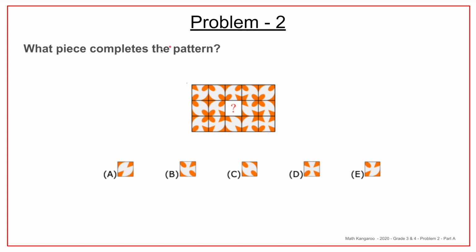Problem 2. What piece completes the pattern? Let's carefully observe and find the missing piece that completes the pattern. So we would need a complete full leaf, a pointy star in here, a pointy star in here, and a star and a pattern which goes underneath. So let's find out in each option.